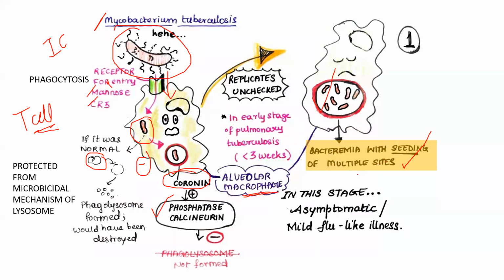Bacteremia with seeding of multiple sites. This stage is often latent, which means that this happens in less than 3 weeks after infection. Mostly in this stage, the individual is asymptomatic, or he or she can have a mild flu-like illness. So we saw what happens before 3 weeks.